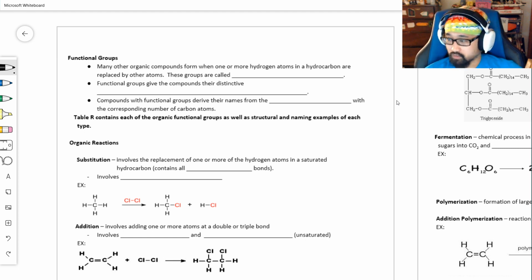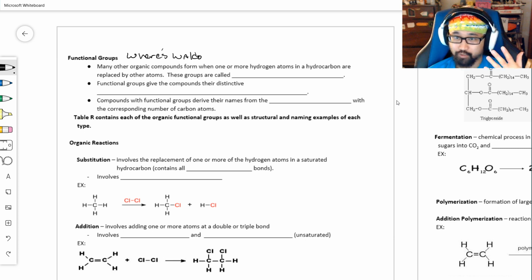All right, now functional groups. I like to look at functional groups as Where's Waldo? And what I mean by that is hydrocarbons are the baseline for everything. But organic compounds get more complicated than hydrocarbons by adding what we call functional groups. They are groups with specific functions, hence functional groups.